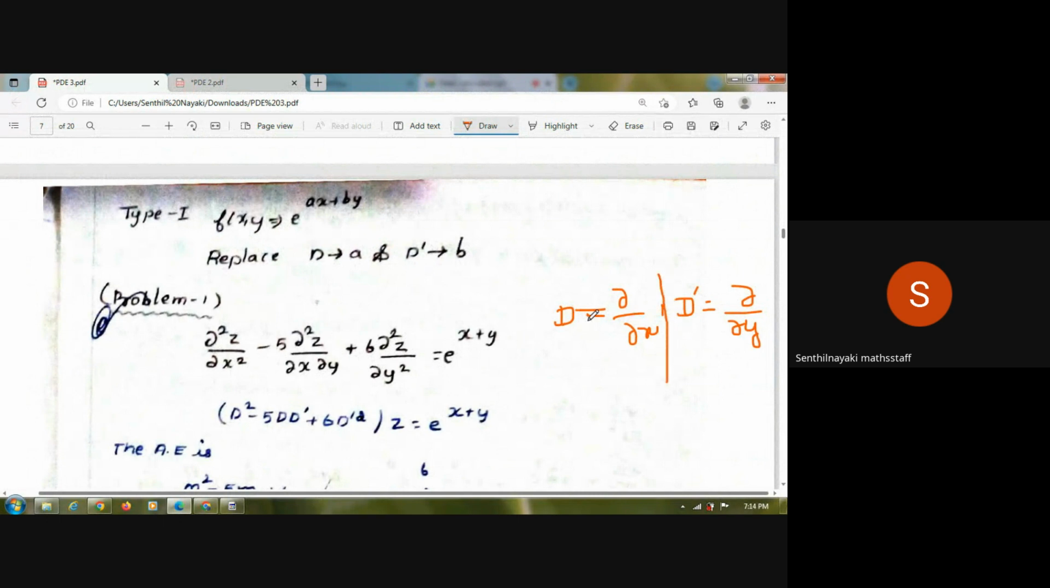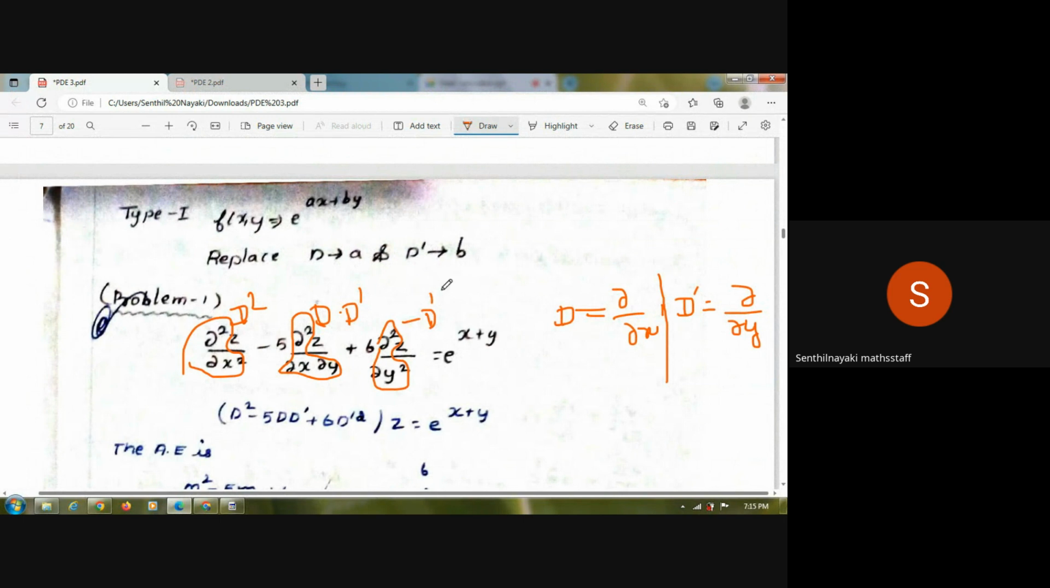Then what about D square? D square means dou square by dou x square. So this term dou square by dou x square can be written as D square. Then what about dou square by dou x dou y? This is D into D dash, because dou by dou x is D and one more dou by dou y is D dash. Similarly, dou square by dou y square, this is D dash square.